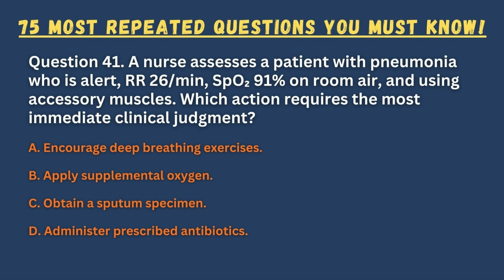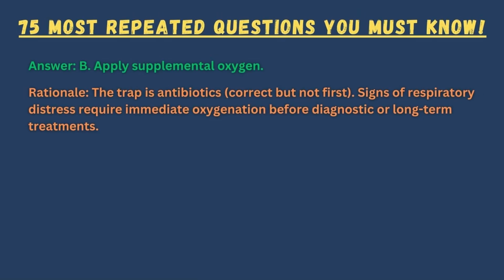Question 41. A nurse assesses a patient with pneumonia who is alert, respiratory rate 26 per minute, SpO2 91% on room air, and using accessory muscles. Which action requires the most immediate clinical judgment? A. Encourage deep breathing exercises. B. Apply supplemental oxygen. C. Obtain a sputum specimen. D. Administer prescribed antibiotics.